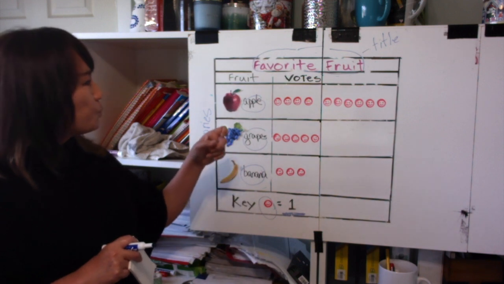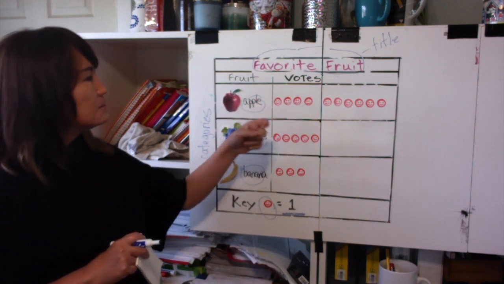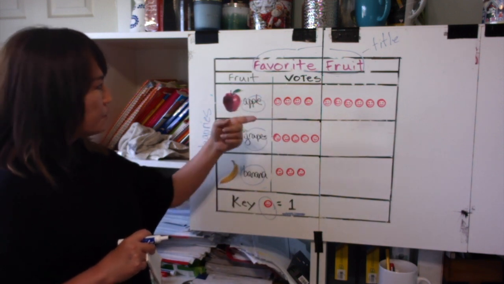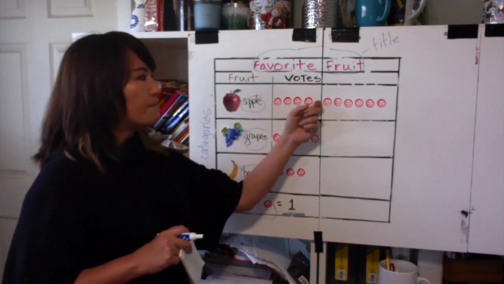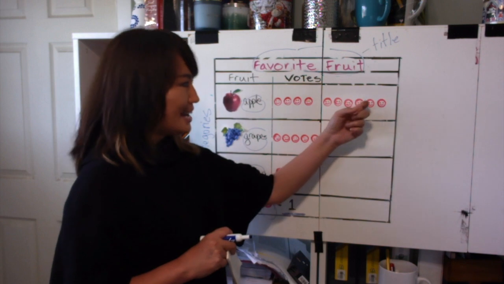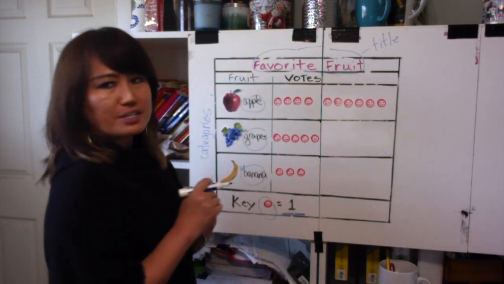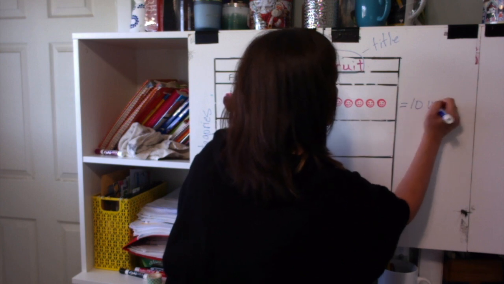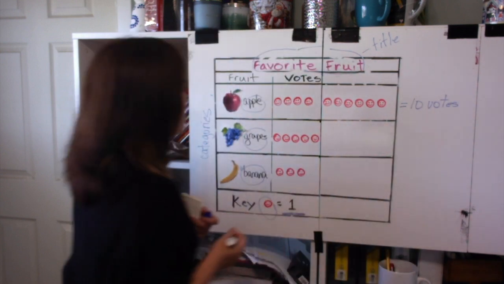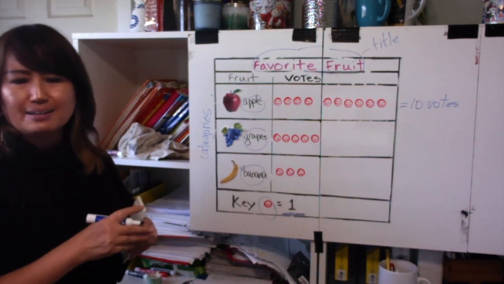So we can count by ones to figure out the total number of votes for apple. 1 vote, 2 votes, 3 votes, 4, 5, 6, 7, 8, 9, 10. Therefore, there were 10 people who voted for apples. It's equal to 10 votes. And we do the same for the grapes and banana.